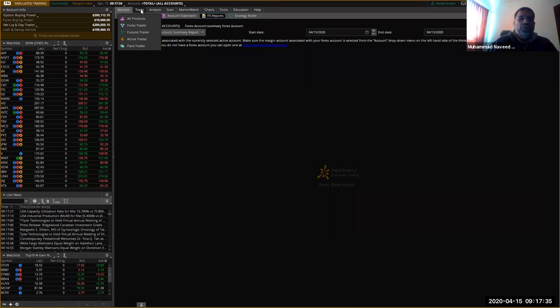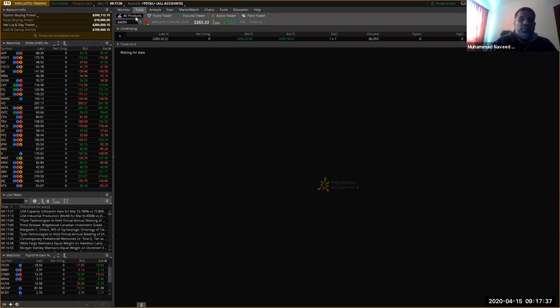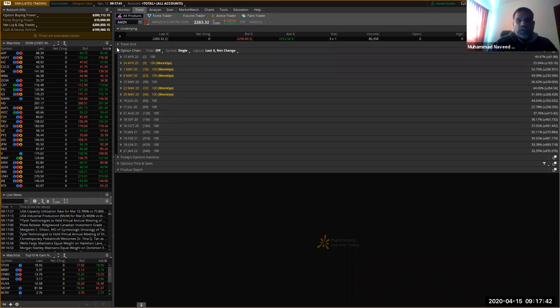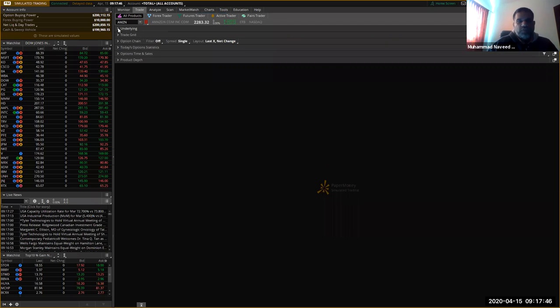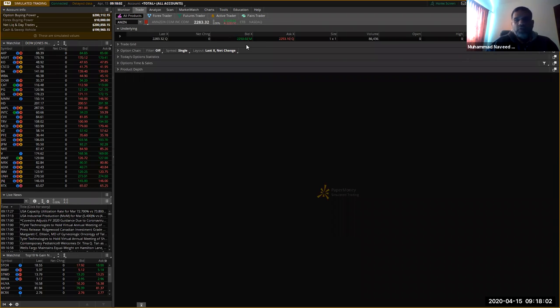Let me talk about this tab called trade. So trade would allow you, if you look at this, you've got several drop downs here: underlying, trade grid, option chain, today's option statistics, options times and sales, and product depth. So underlying is where you see the bid and the ask price for this stock.